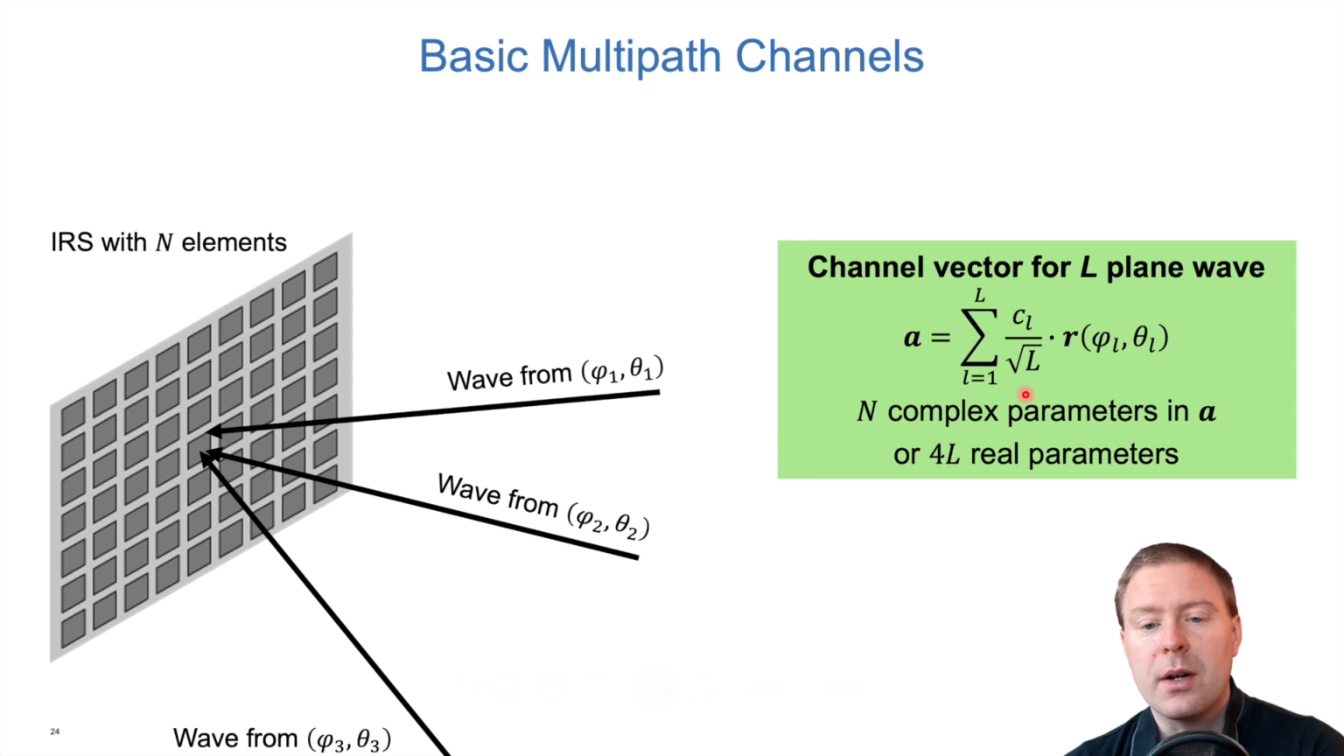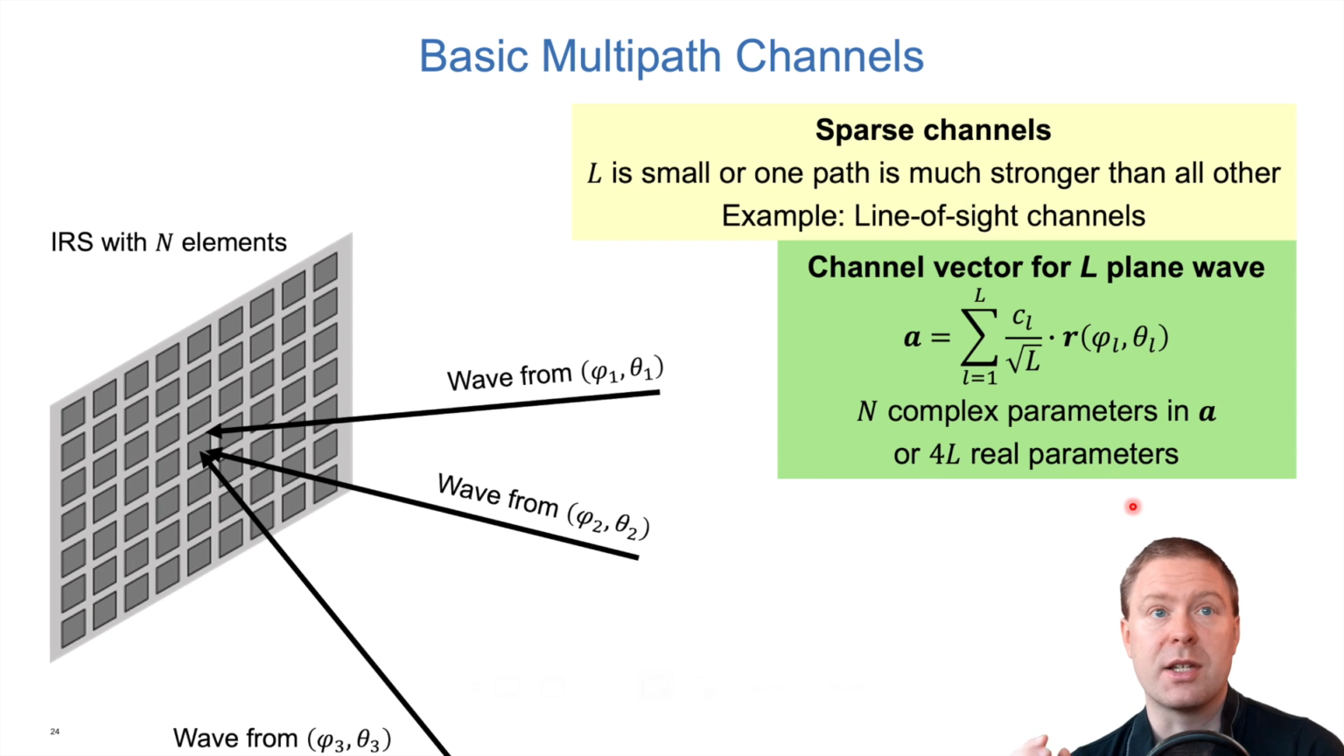And when we are now describing this channel here, there are essentially 2 different ways of considering it. a is a vector of dimension n in a complex domain, so we have n complex parameters. But we could also describe it using this summation here. And in this summation we have L parts, and in each one of them we have 2 real valued angles, and we have a complex term here. So we have 4 times L different real parameters that we can describe.